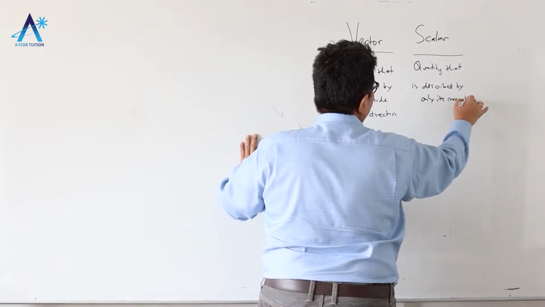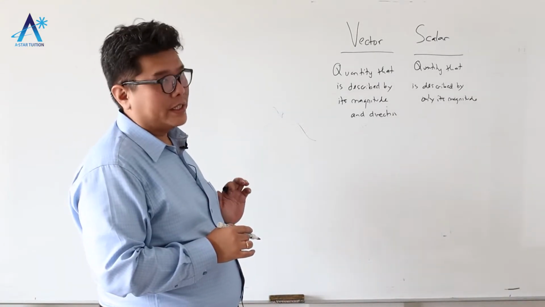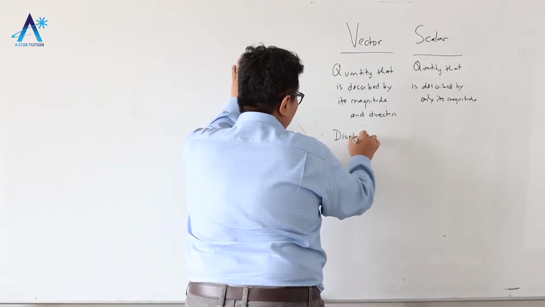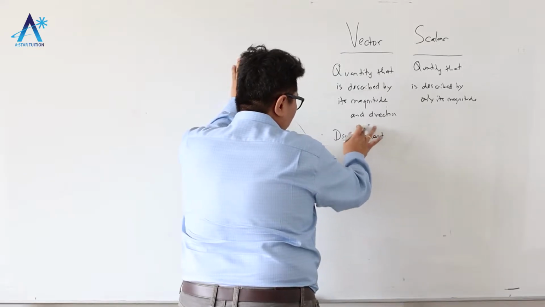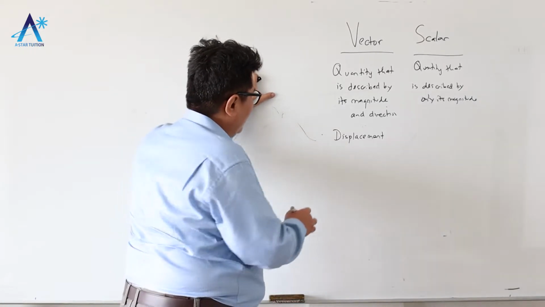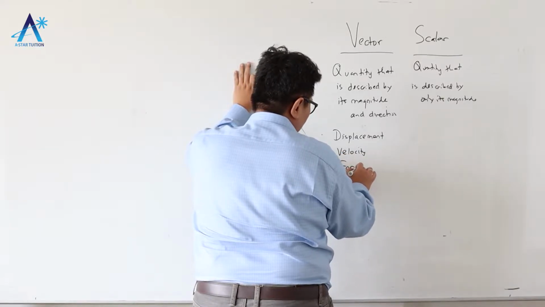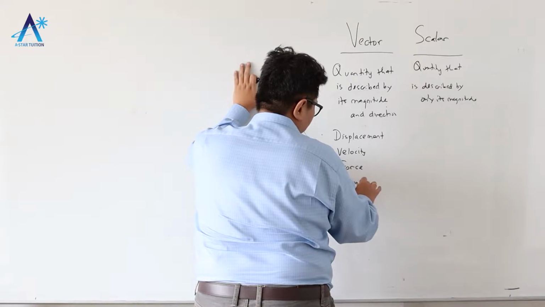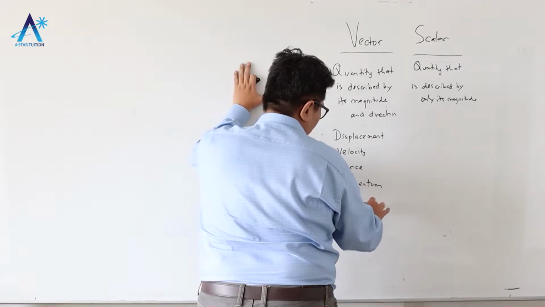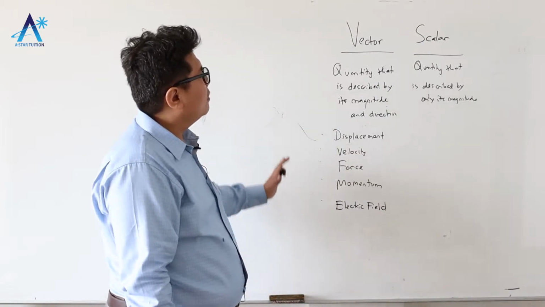Now let's list some examples of vector quantity and scalar quantity in physics. An example of a vector quantity is displacement, because we need to know the amount of the change in position as well as the direction. There's also velocity, force, momentum, electric field, and there are actually many more, but these are some of the examples for a vector quantity.